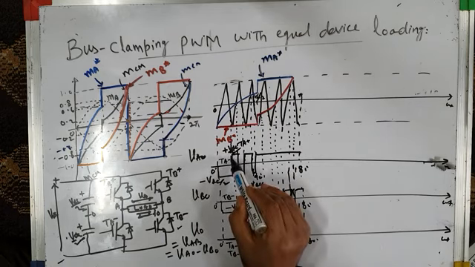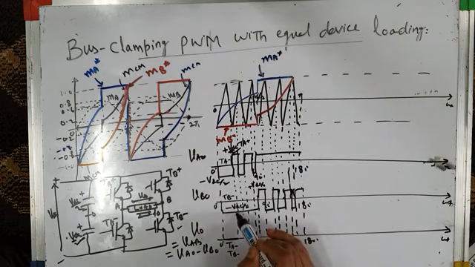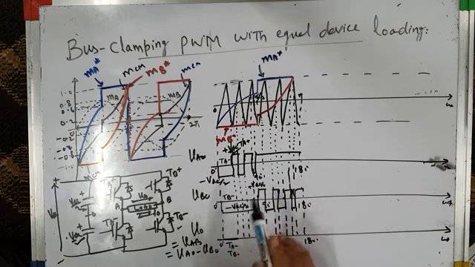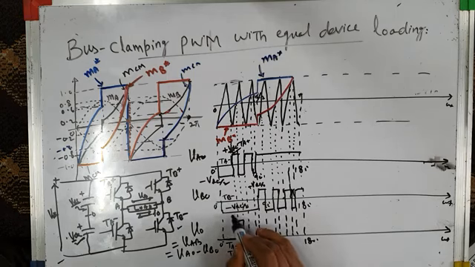So VAO is plus VDC by 2, VBO is minus VDC by 2. So V0 is VAO minus VBO. That is VDC by 2 minus minus VDC by 2. That is plus VDC. So this is my V0, VDC.